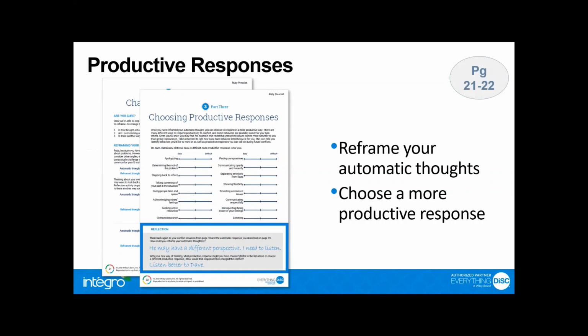Okay, on page 22 here, you can see just above that highlighted box there, there's a whole list of productive responses to conflict. Okay, things that you could try doing after you've reframed the automatic thought. And you'll see it's on a scale. And so the idea there is that participants in the workshop will go through and they'll say, to what extent do I find this easy or difficult to use this? And so identify some productive responses that I could learn to develop and be more effective at using.